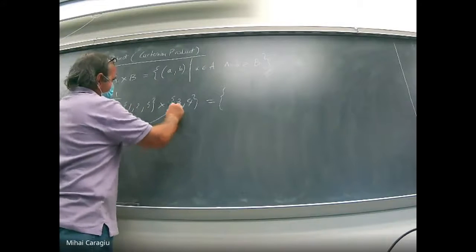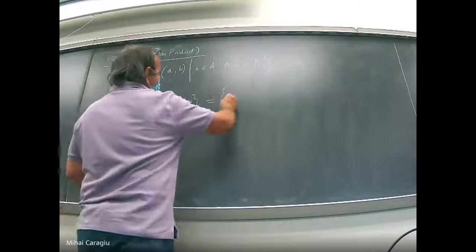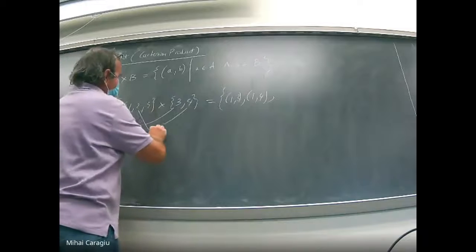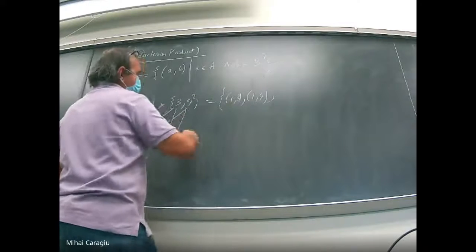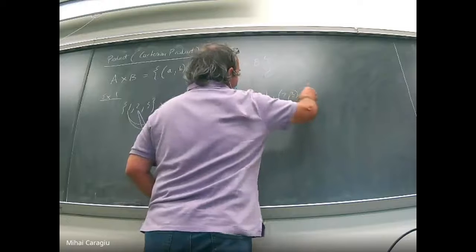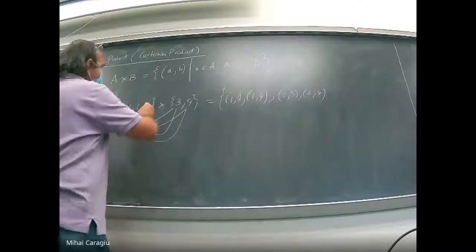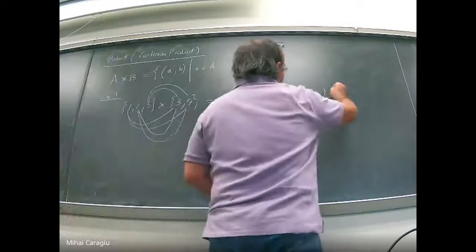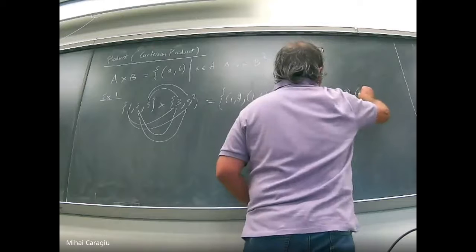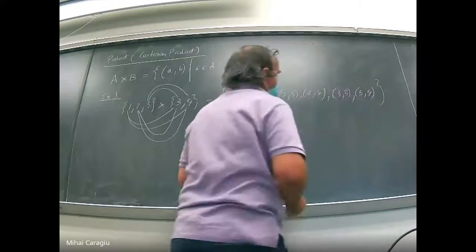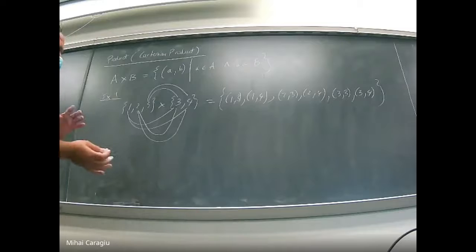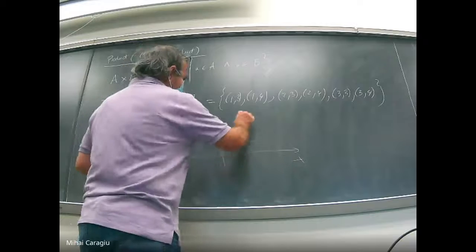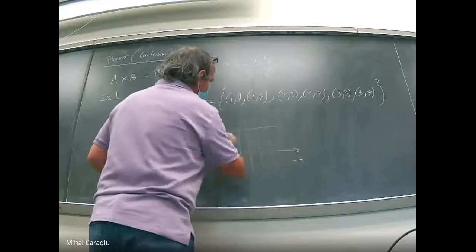So 1 can be coupled with 3 and with 4. So let's put the pairs (1, 3), (1, 4). 2 can be coupled with 3 and with 4. So let's put the pairs (2, 3), (2, 4). And finally, 3 can be coupled with 3 and with 4. So let's take the pairs (3, 3) and (3, 4). So basically, we couple everything from A with everything from B. This is an x coordinate, this is a y coordinate, everything from A with everything from B.